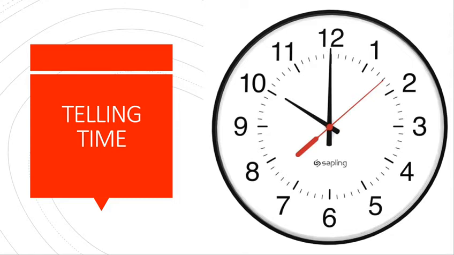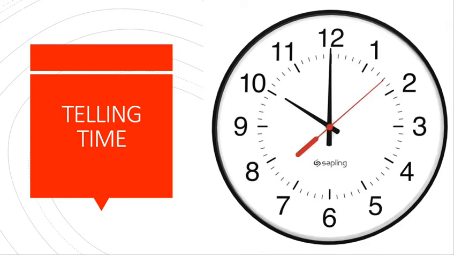There are 3 hands in a clock. One is short hand and the other is long hand. The short hand is called an hour hand as it changes its position after an hour. The long hand is called a minute hand as it changes its position after 1 minute.